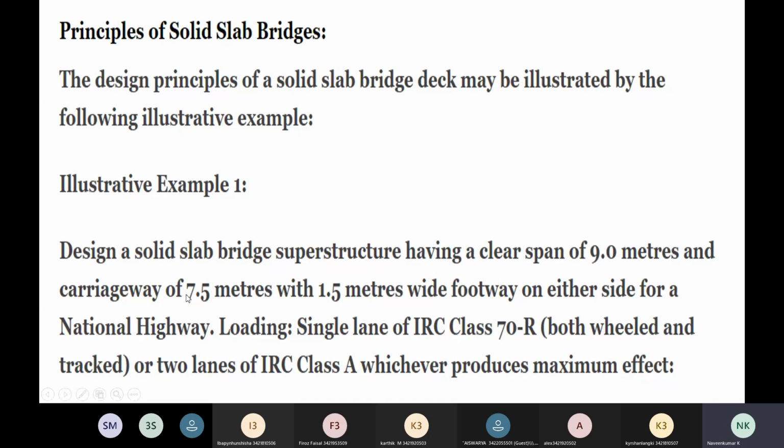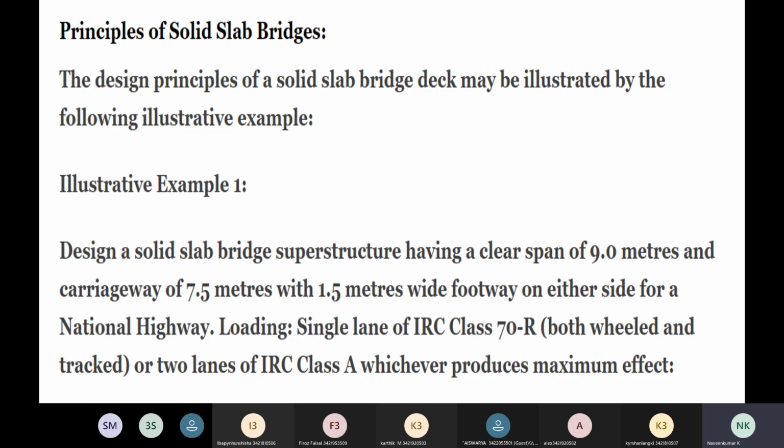In that, the carriageway is 7.5 meters with a 1.5 meter wide footway on either side of a national highway. So they have given the span as 9 meters, and the width of the road, the carriageway, is 7.5 meters. Carriageway means the way on which vehicles are allowed to travel. Then 1.5 meter width is allowed for the footpath on either side.